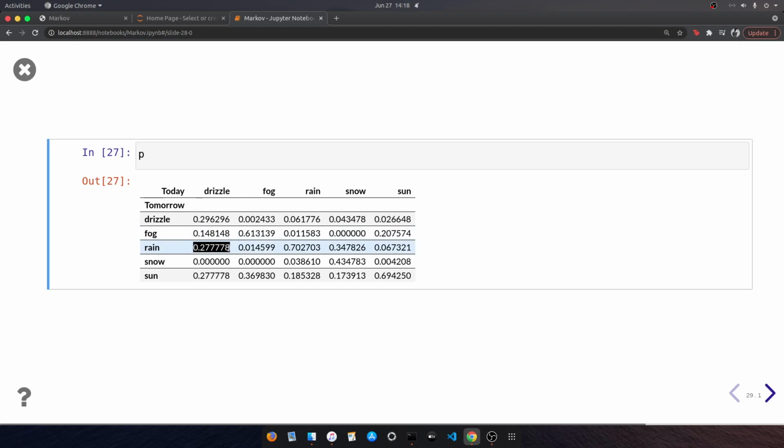And as a sanity check, if we look at the diagonal of this matrix, for example, the probability that tomorrow it will be foggy, given that today it is foggy, is 61%, and it is the largest in this column, which makes sense, right? So if it's sunny today, you would expect that tomorrow it will also be sunny, as we can see here. And similarly, if it's sunny today, the probability that it will snow tomorrow is significantly lower.